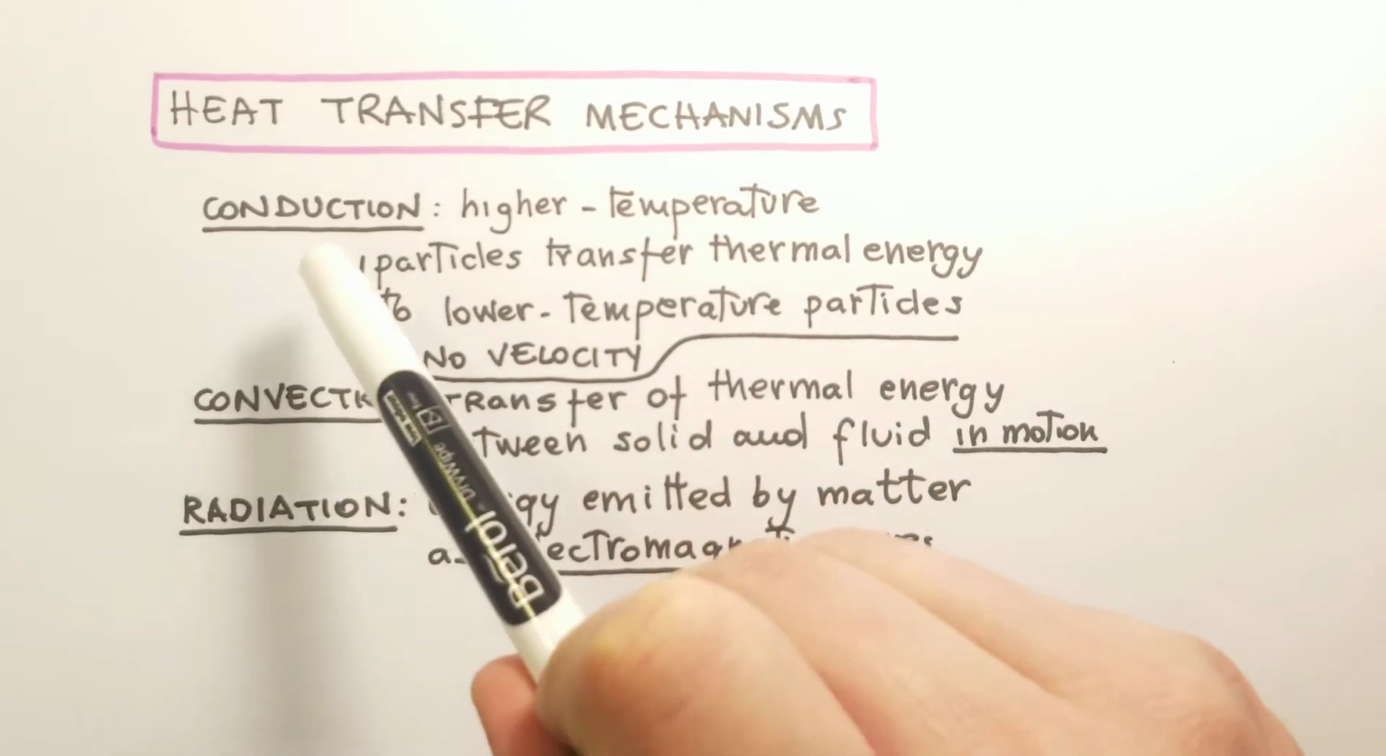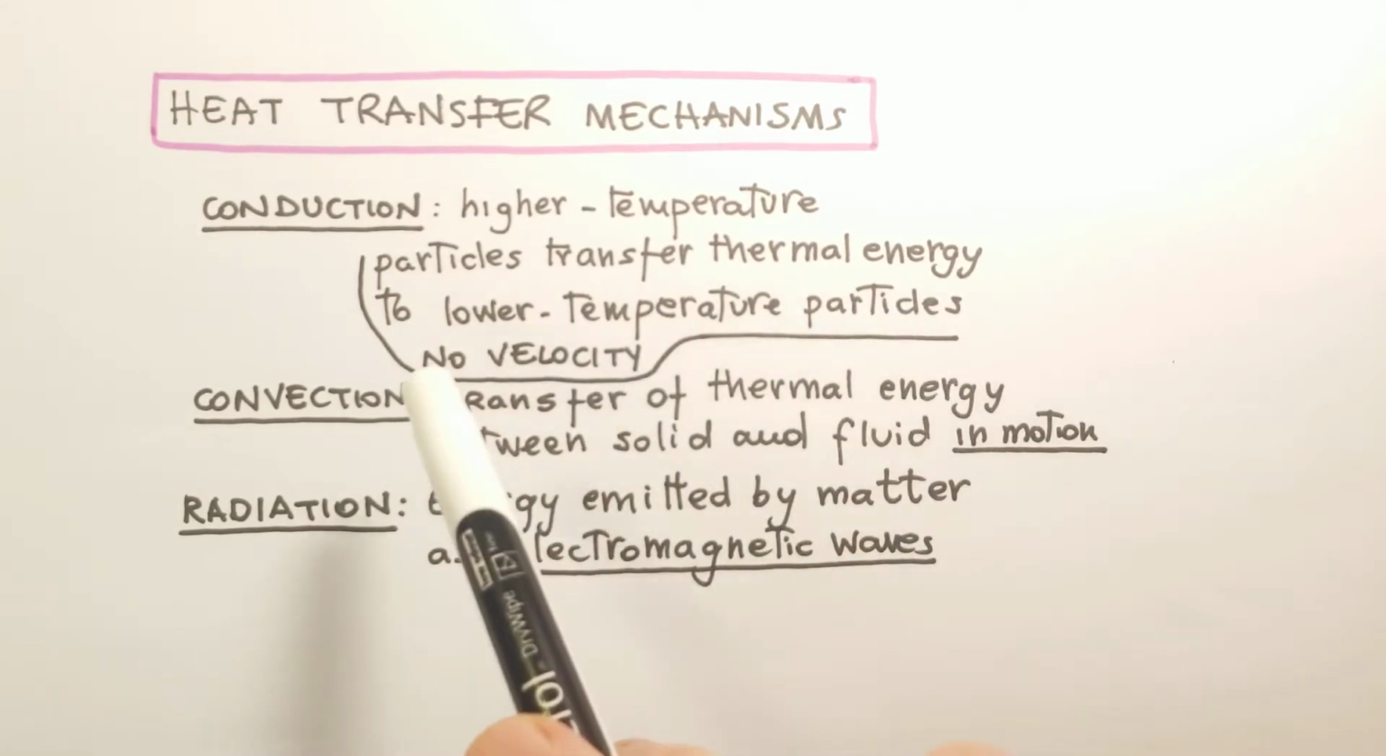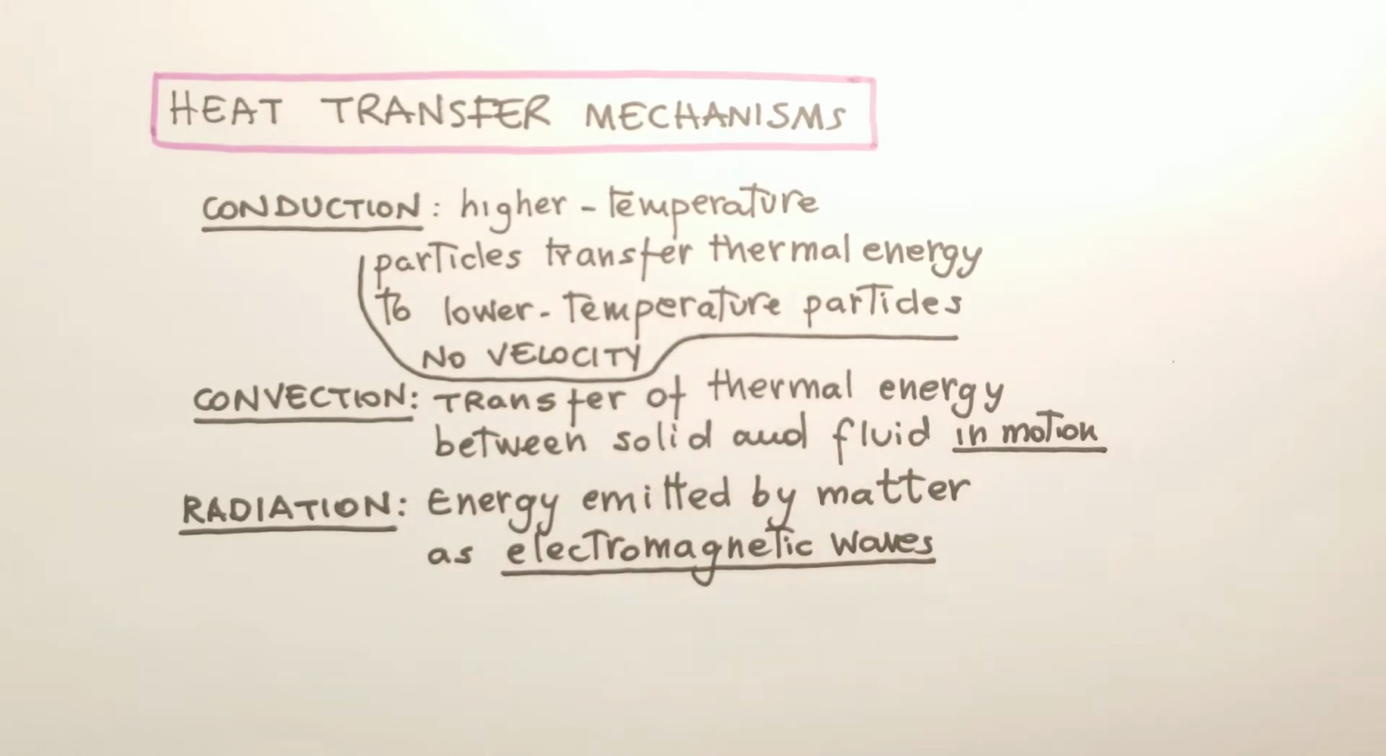So if you have heat transfer by conduction, what happens is that particles at higher temperature transfer thermal energy to particles at a lower temperature. And this happens when there is no velocity or bulk motion of any sort. Instead, if you have convection, we have transfer of thermal energy between a solid and a fluid that's in bulk motion. In the third case, radiation, we have energy emitted by matter in the form of electromagnetic waves.